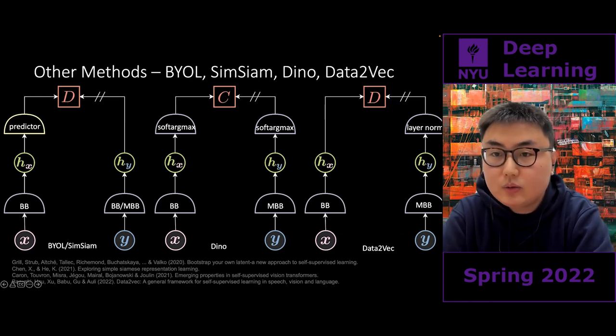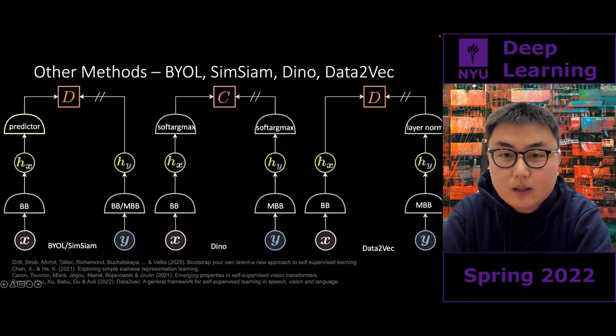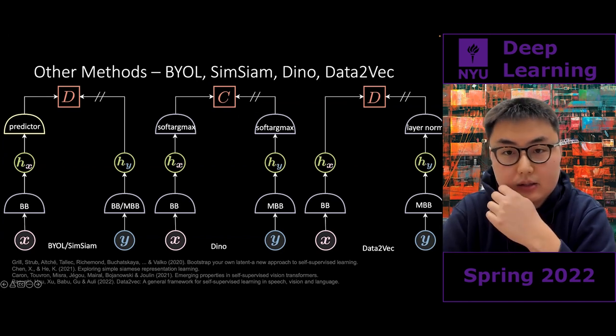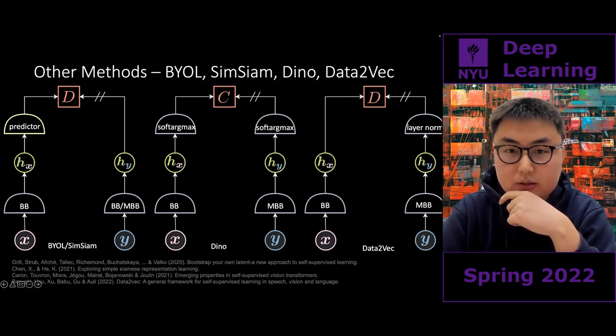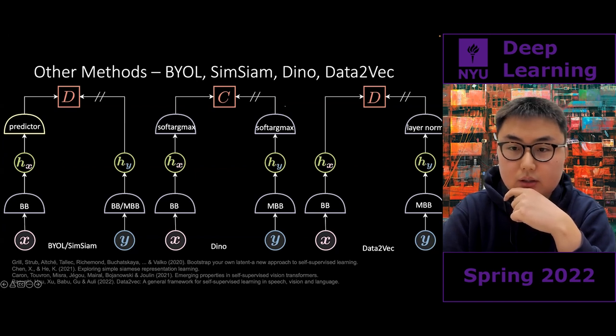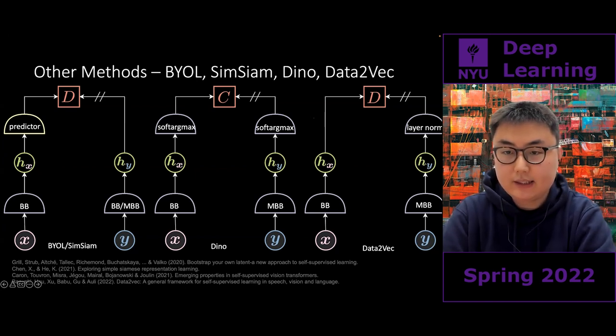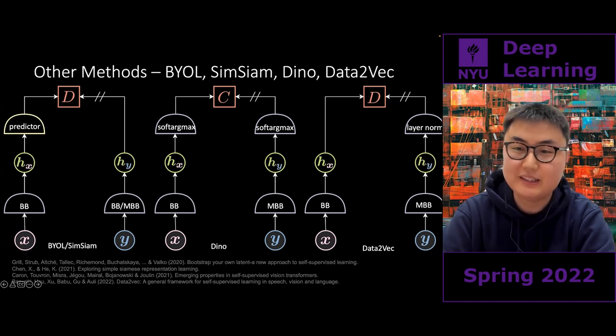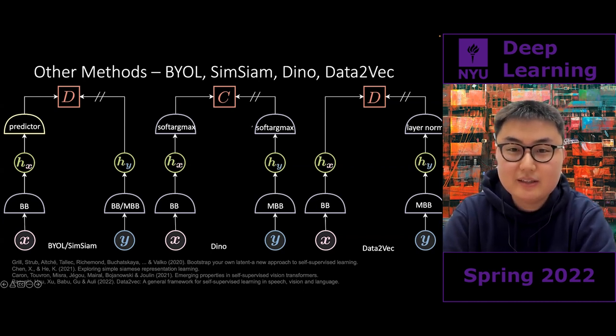In DataToWAG, it's necessary to go after the branch with the layer norm. Or if you add a layer norm here, I've actually never tried in DataToWAG to add another layer norm here. But maybe you can try it for your project to see whether it works or not. Yeah.